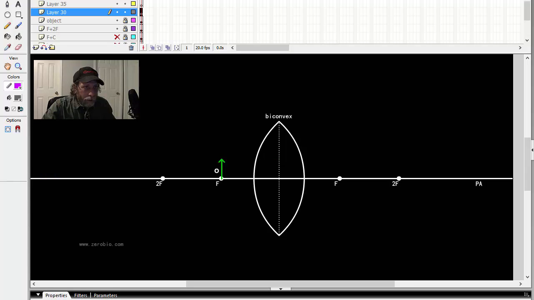Parallel through F. I can't go through F and parallel. That doesn't work because I'm standing on F. So I'm going to go through the optical center.